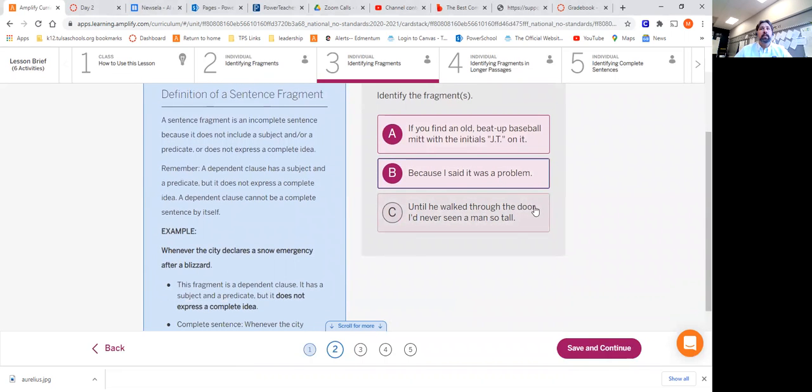"Until he walked through the door," dependent clause. "I'd never seen a man so tall," independent clause. "I'd never seen a man so tall" is a complete sentence all by itself, so it's fine. A and B are not.